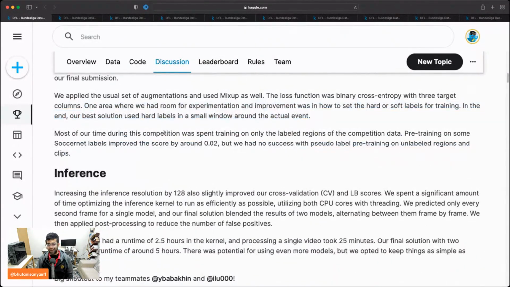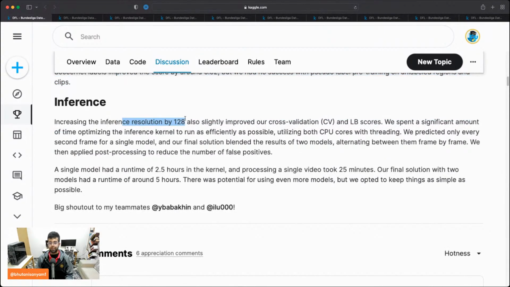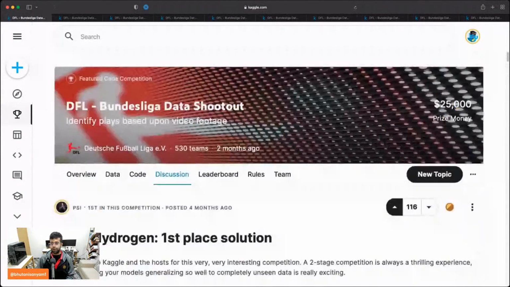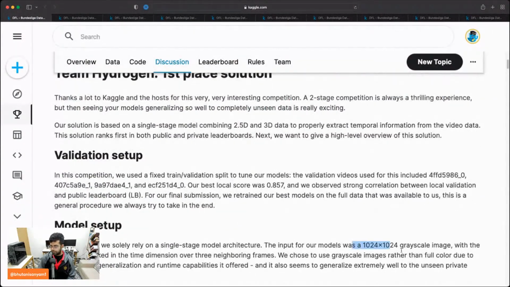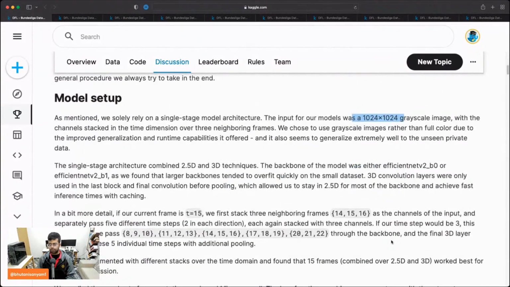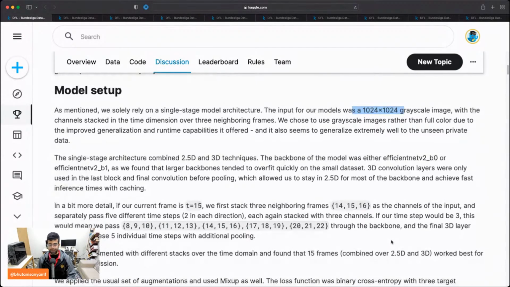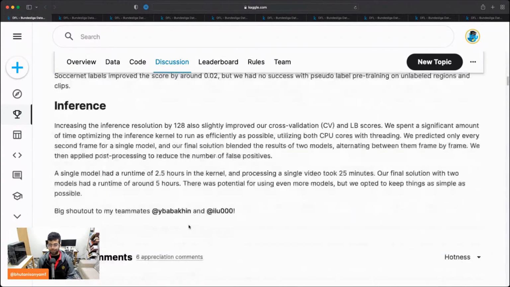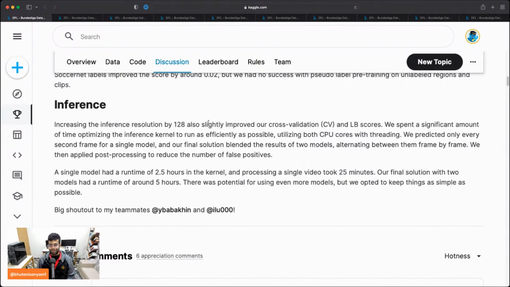They said they spent all of their time on training only the labeled regions. Pre-training helped, but they had no success with pseudo labeling. So during inference, they increased resolution by 128. What does this mean? They had trained on 1024 by 1024. They say this right here. So they increased it to, I don't want to mess up my math, they added 128 to both of these, whatever that ended up being. Yes, I'm slow in math. Which slightly improved their CV and LB scores. They spent a significant amount of time improving how fast they could run this, and they got it to an insanely impressive 2.5 hours per model runtime.